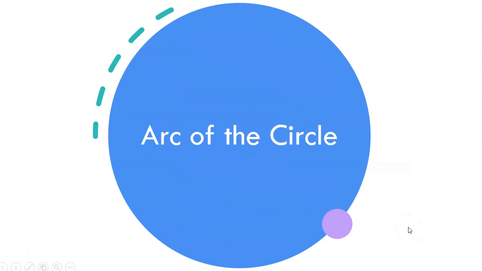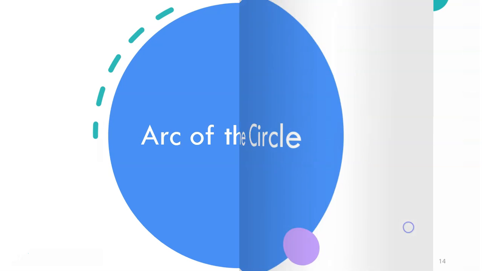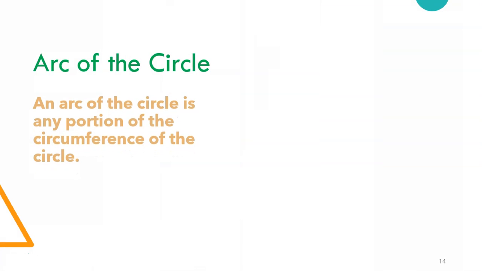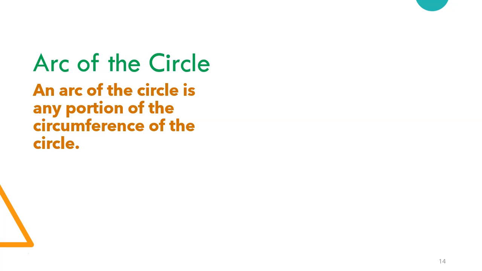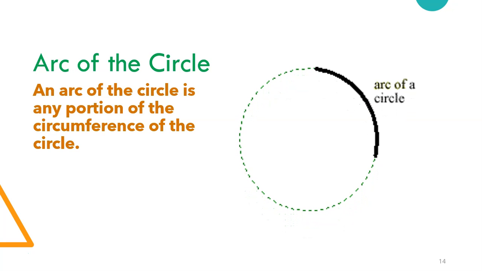Arc of the circle. An arc of the circle is any portion of the circumference of the circle. A figure is shown over here. This shows an arc of a circle. So, any part of the circumference is known as an arc of the circle.